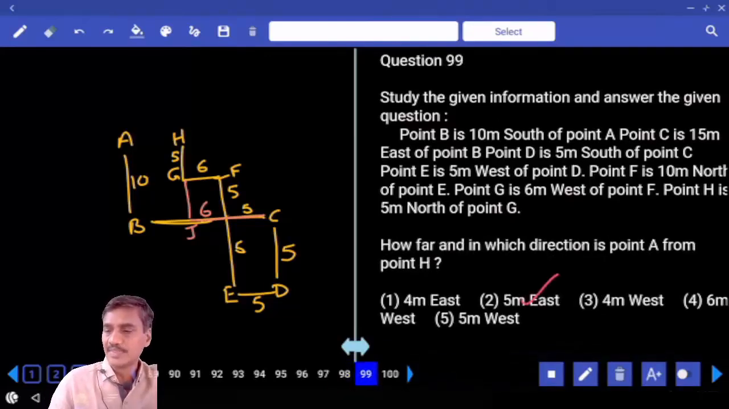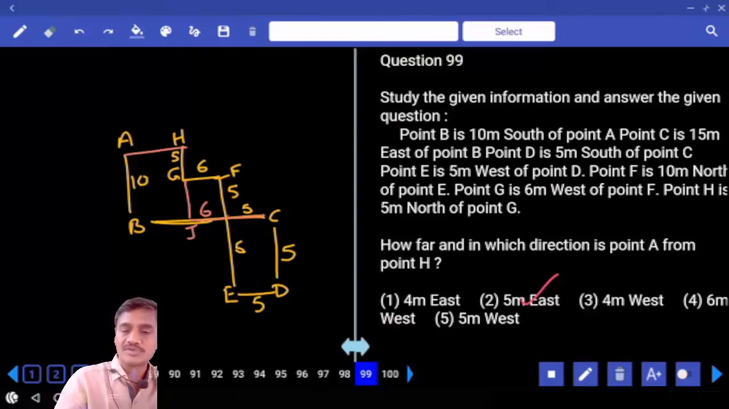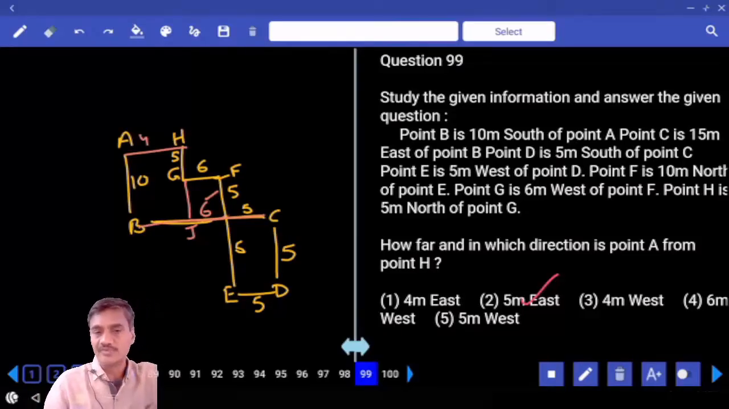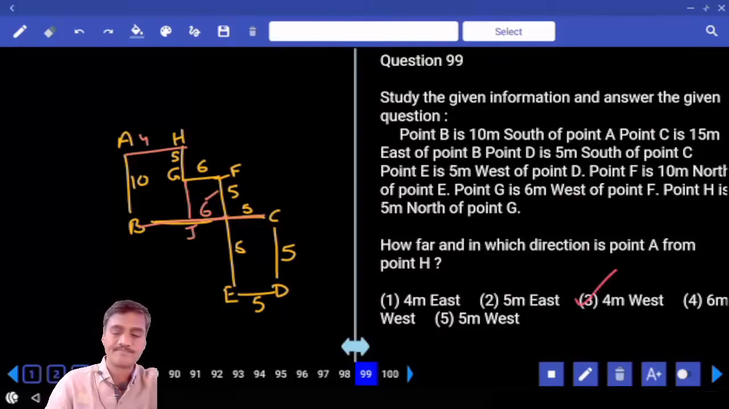Then 99, how far in which direction is A from point H? A and point H are in the straight line. What is the distance we have? Out of this 10, 6 is already done, so how much is left? 4 meters. And 4 meters towards which direction? West. 4 meters west, choice 3, question number 99.